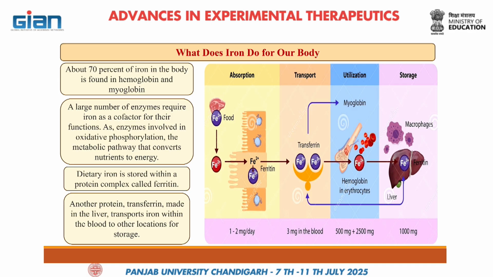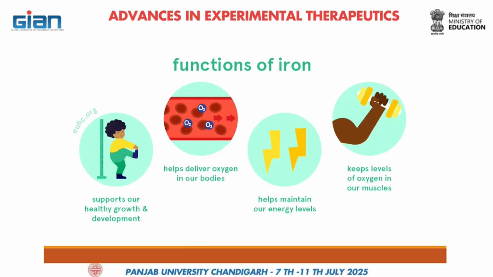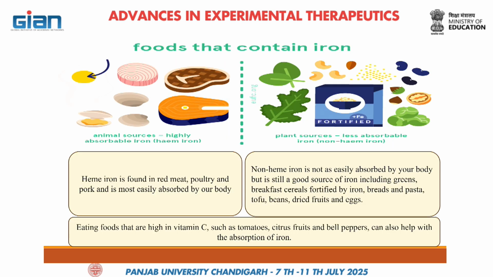About 70% of iron in the body is found in hemoglobin and myoglobin. A large number of enzymes require iron as a cofactor for their functions, such as the enzymes involved in oxidative phosphorylation, the metabolic pathway that converts nutrients to energy. Then we need to know the different functions of iron in our body. Iron supports our healthy growth and development. It helps to deliver oxygen to various parts of the body. It helps to maintain our energy level and keep the level of oxygen in our muscles.